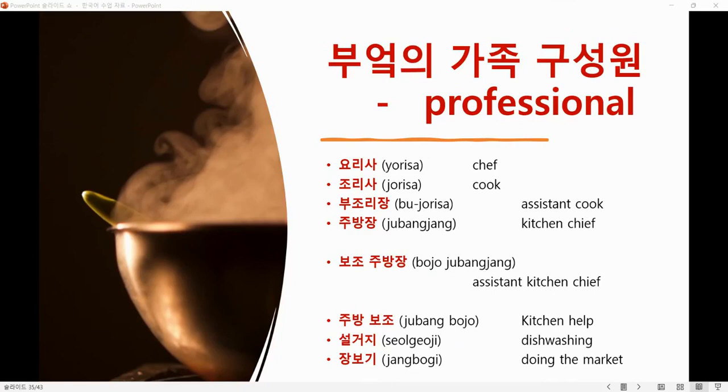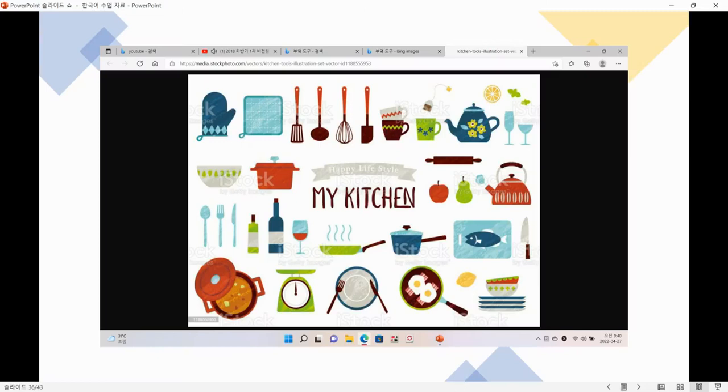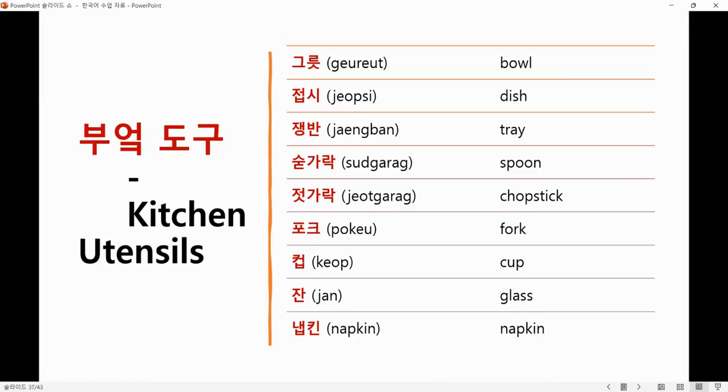Okay, so those are the things we see inside the kitchen. Now let us see what we have in the kitchen. So try to see the materials you have inside the kitchen. You have also a scale, that is 저울. Okay, you have also 주전자, which is a kettle. But let's learn them one by one.